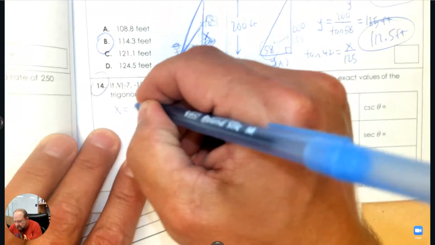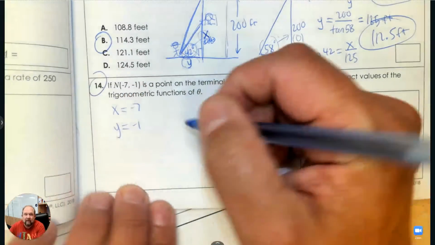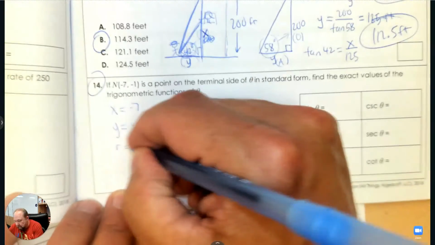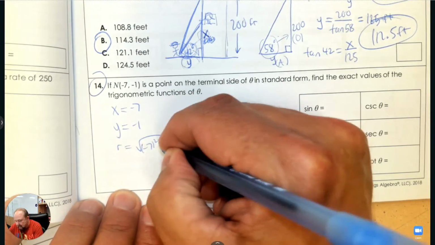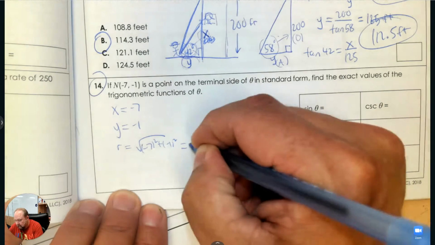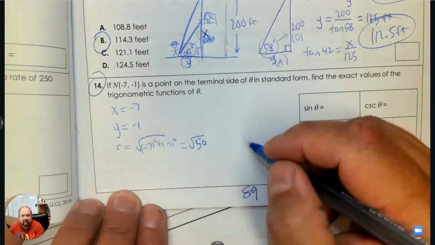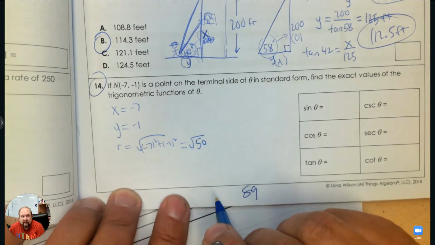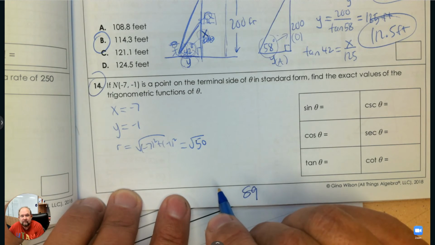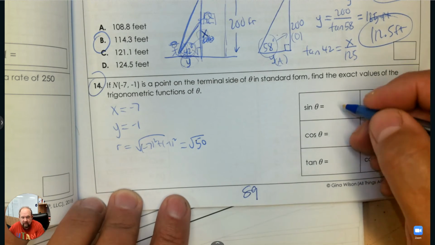All right, you're given a point. X is -7, y coordinate is -1, and r is the square root of x squared plus y squared. So that's the square root of 50, and you can leave it as the square root of 50. And then use those to find the exact values of these.